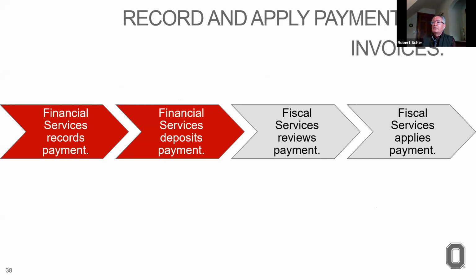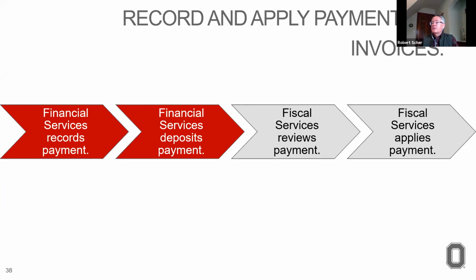Leading up to this point, we've invoiced the sponsor for a cost reimbursable award or a payment has come in on an installment award. So financial services will receive the payment and record it in Workday. Financial services will also deposit the payment after they've recorded it. Then fiscal services is responsible for reviewing the payments received and recorded in Workday, and then we'll apply the payments to the appropriate invoices. Note the words record and apply. They have different meanings, are separate parts of the process, and are completed by different areas within OSP.